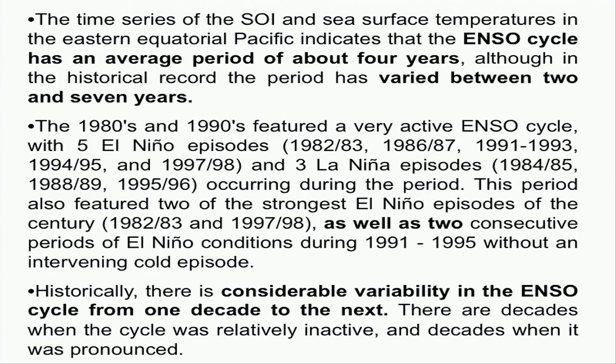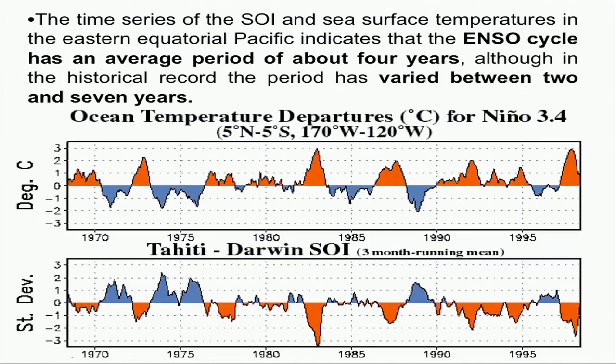So, historically, you have to remember there's this considerable variability in the ENSO cycle from one decade to the next. There are decades when the cycle is very inactive, and then decades subsequently when it's very, very pronounced, which makes it difficult to predict. So that's the patterns that people look at using more modern southern oscillation indexes today to try and predict whether we're going to have an El Nino or La Nina year.